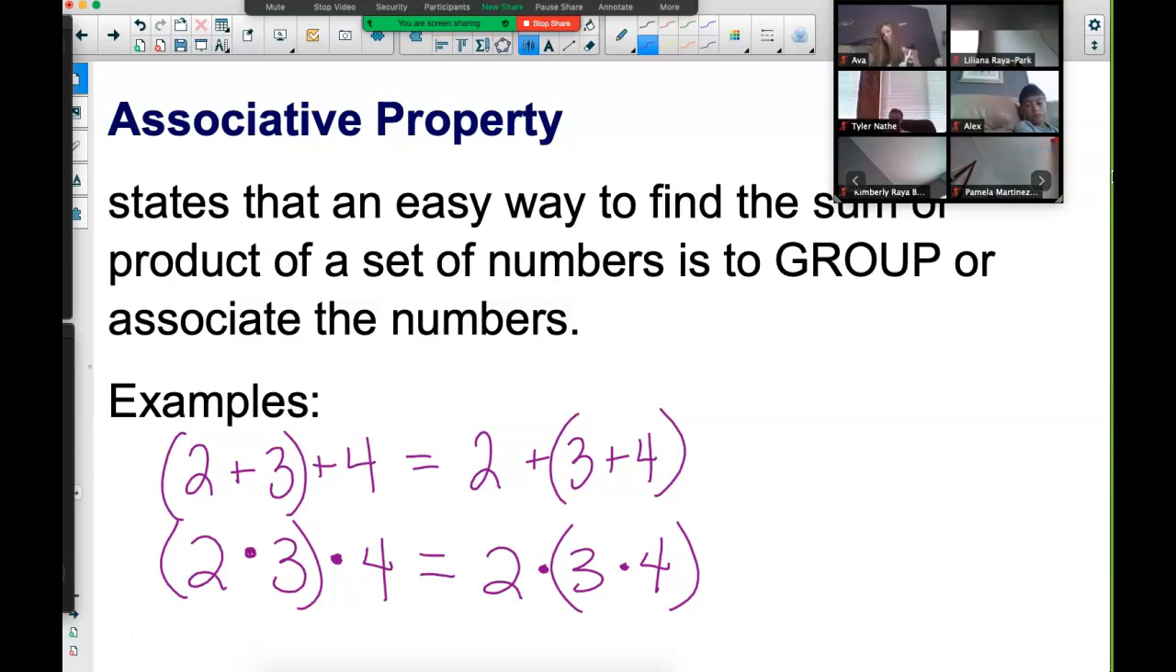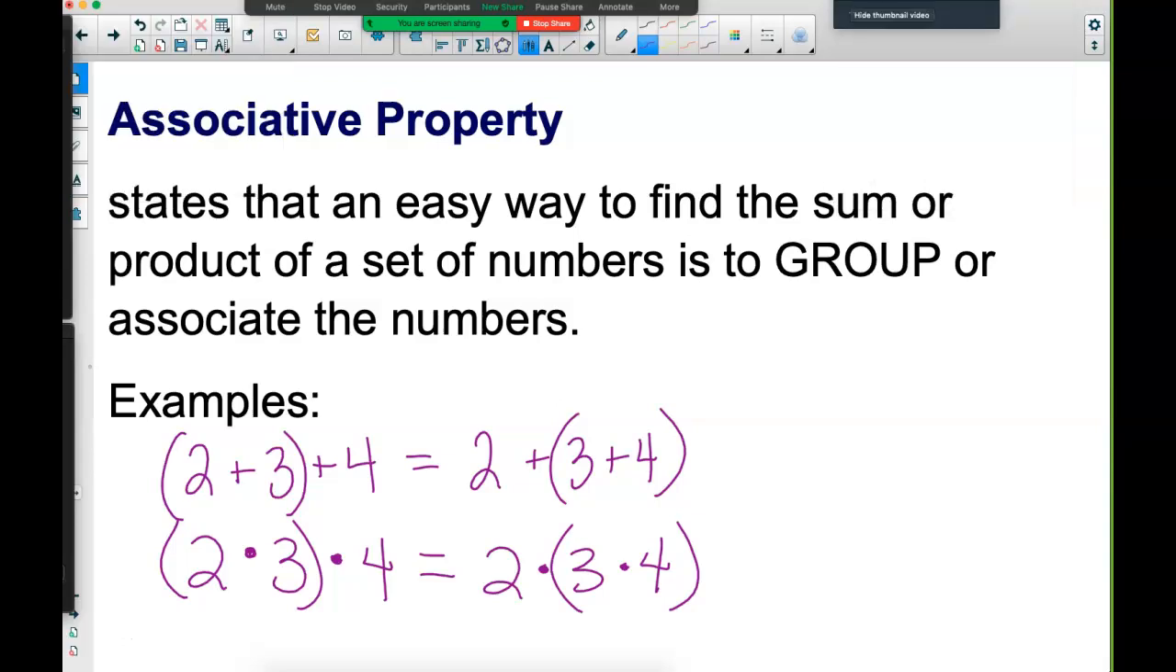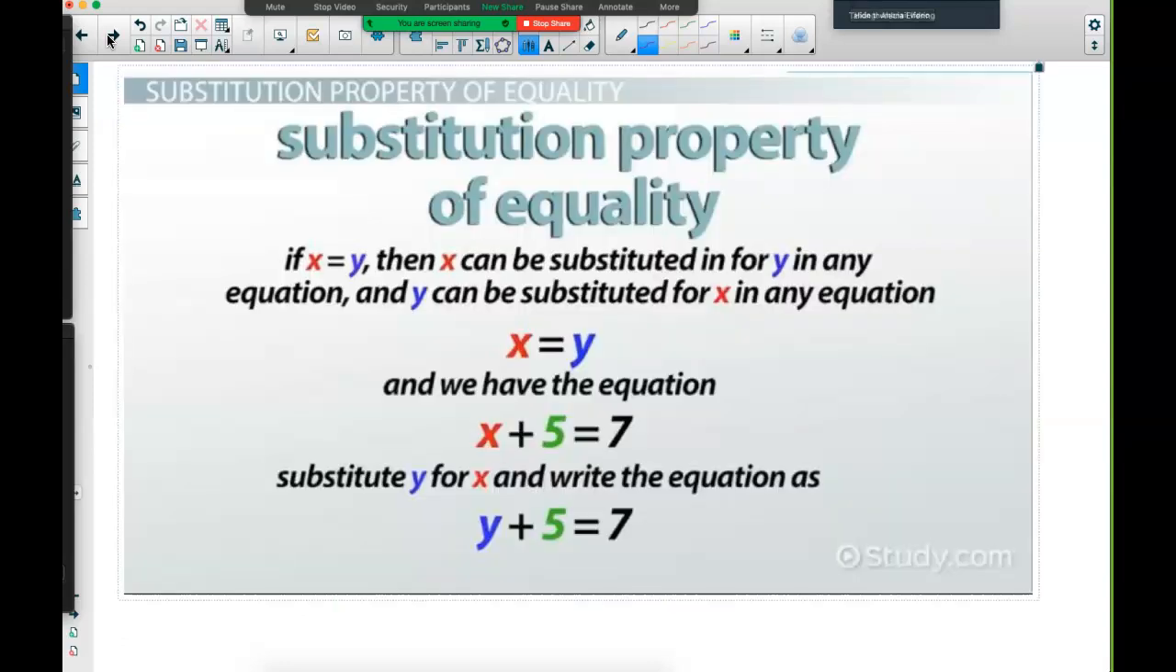Okay, these properties do have a point and we use them quite often. Most of the time we use them without realizing we're using them, but we need to be aware of it. So the other property I said we would talk about is the substitution property. You do not have to write this. Substitution property just means you're substituting something in.